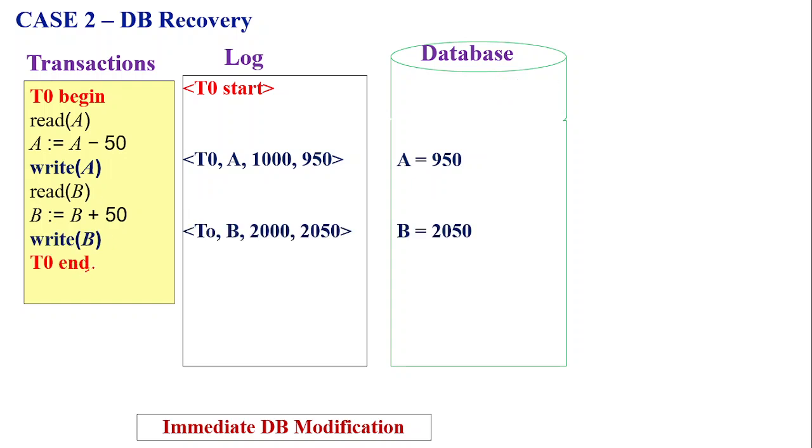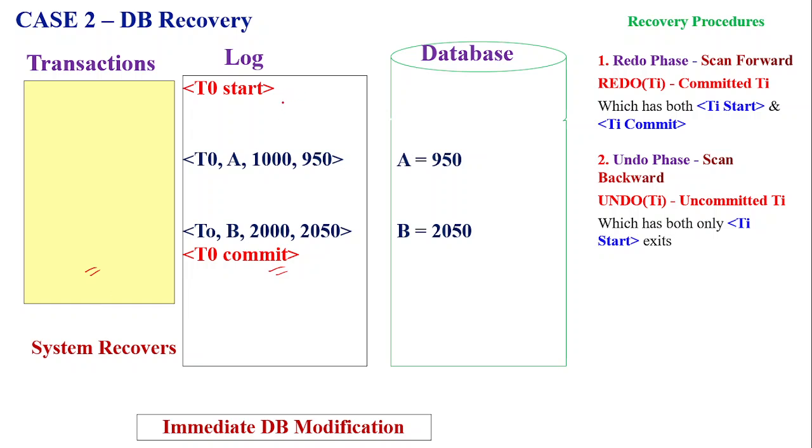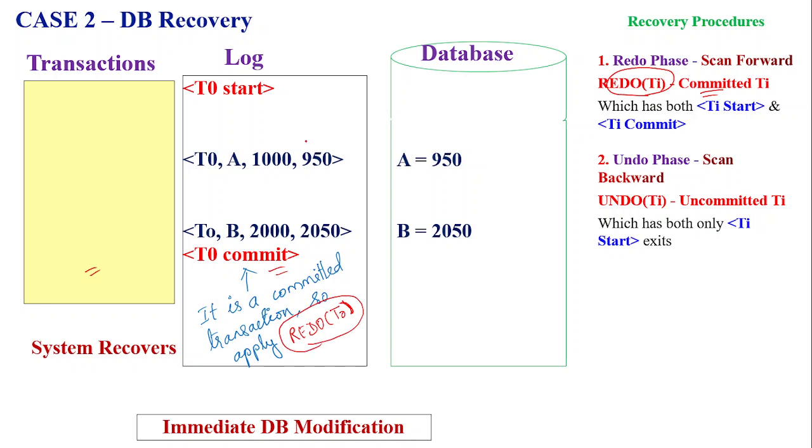When the T0 end instruction is executed, T0 commit is made. At this point in time, if system failure occurs, when it resumes from the failure, what recovery procedure will the DBMS apply? Since T0 is a committed transaction, a redo procedure will be applied on it. So when redo is applied on T0, the new values of A and B, though already available in the database, have to be reapplied once again. When they are reapplied, A and B are once again rewritten to the database.